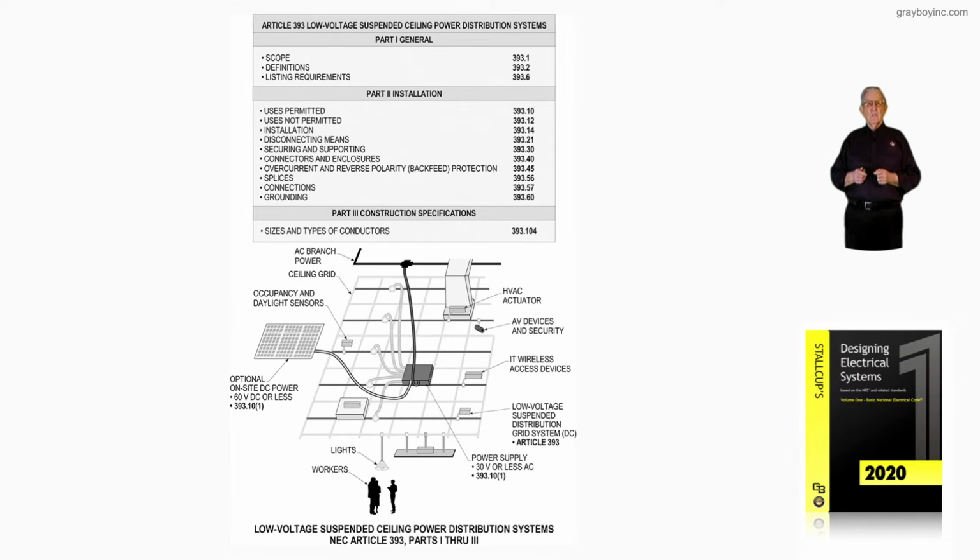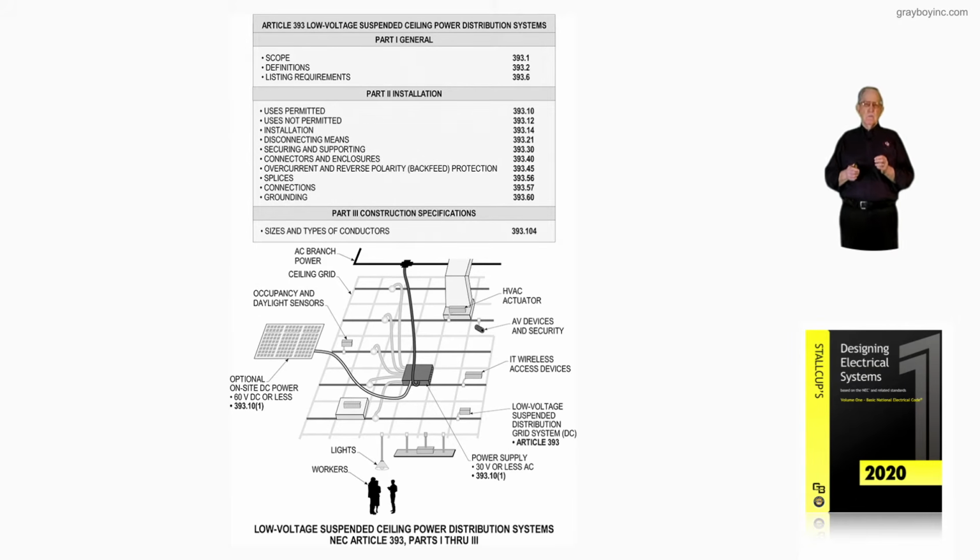Now, this illustration deals with low voltage suspended ceiling power distribution systems in accordance with Article 393, parts 1 through 3. Now, as you can see in part 1, we would have the scope and the definitions, listing requirements there. Part 2 deals with uses permitted, where you could use it. Uses not permitted, where this system could not be used.